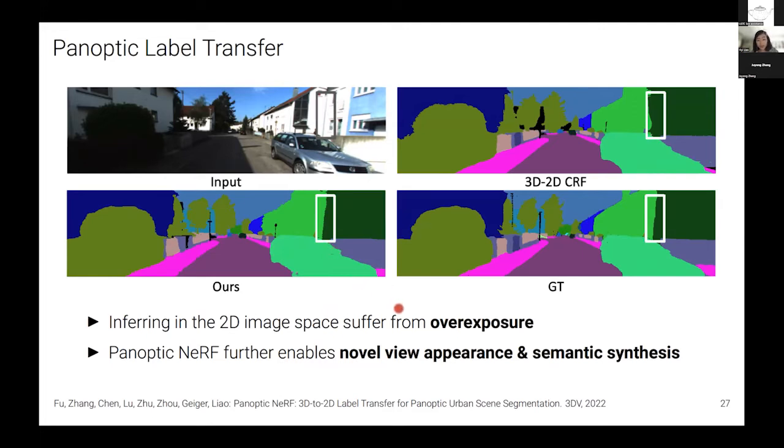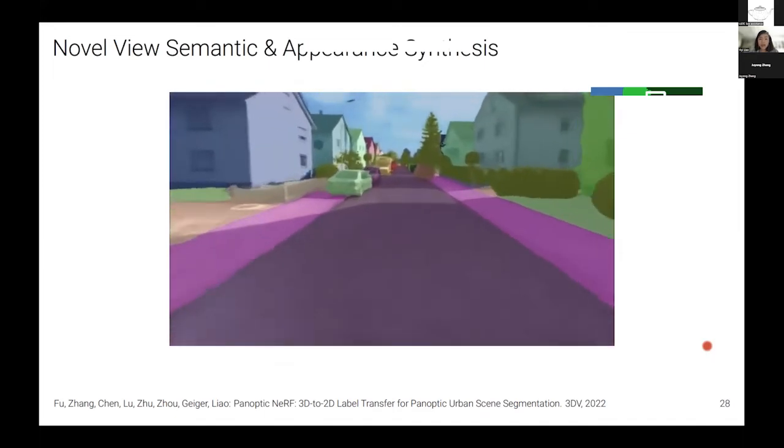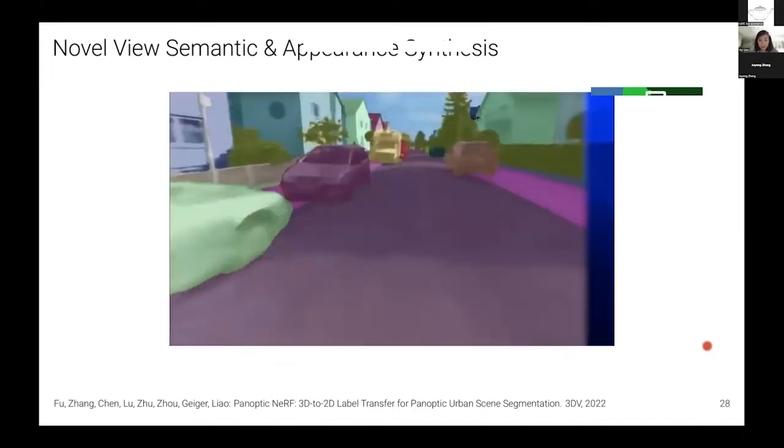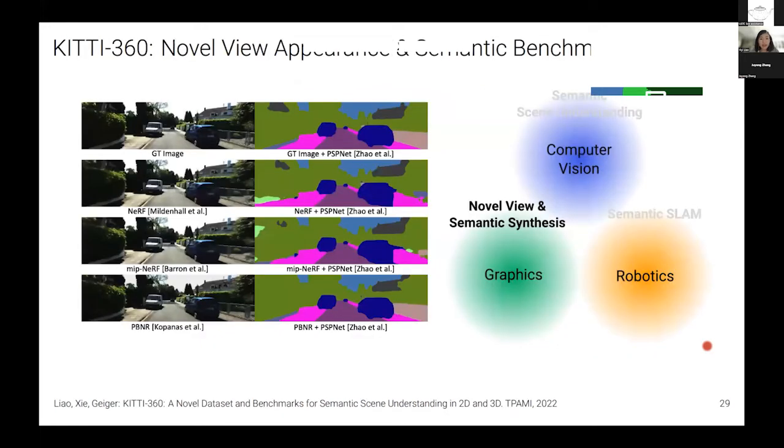And what's more important, Panoptic NeRF also enables novel view appearance synthesis and semantic synthesis, as what we want to have in the simulator. Here is a demo where we show Panoptic NeRF rendering at novel viewpoints with semantic and instance labels. And we also believe that this novel view appearance and semantic benchmark is very important towards building autonomous systems.